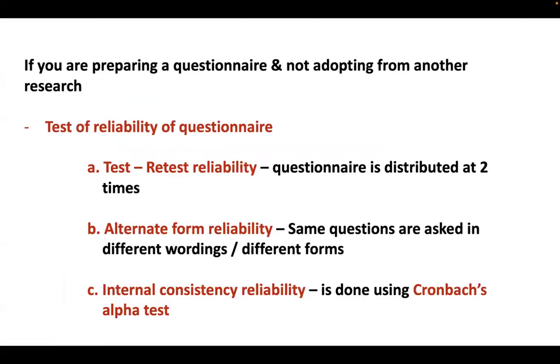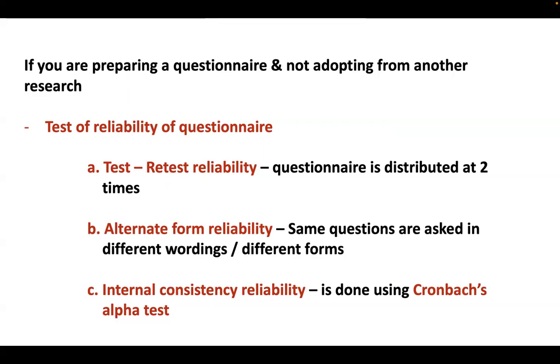Alternate form reliability means what? Some students may be very intelligent, so they will remember all the questions. You may have found some students with a brilliant visual memory, right? If they see once, they will understand it and remember it. If you give the same questionnaire after 2 weeks, students will remember: first question answer is this, second question answer is this, third question answer is this. They will answer quickly because they remember the wording.